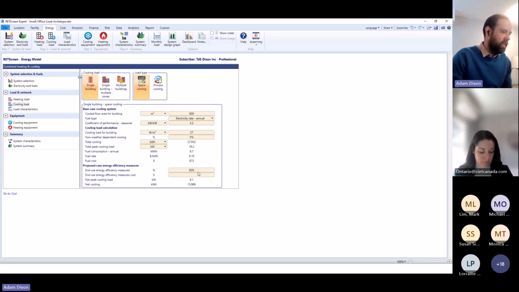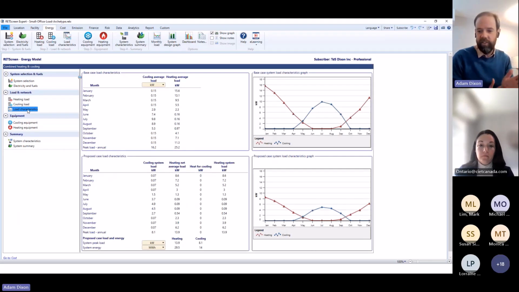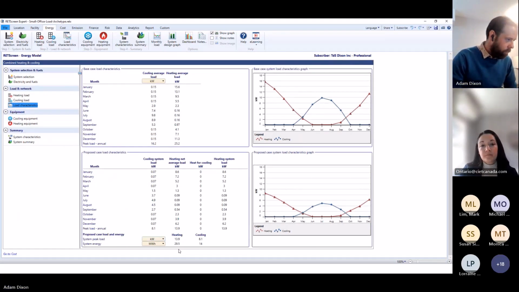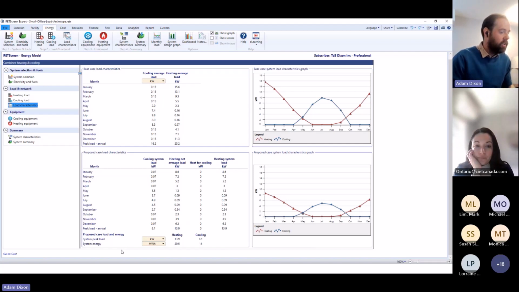Then again, we've also done things on the electricity side, the cooling side. We've reduced our energy by 50% on that side. So now we can go to our load characteristics here, and the main number we want to look at is our system peak load. For heating, we have 13.9 kilowatts, and for cooling we have 8.1. Our system energy is going to cost us 29.5 megawatt hours per year, or 14 megawatt hours per year on cooling.